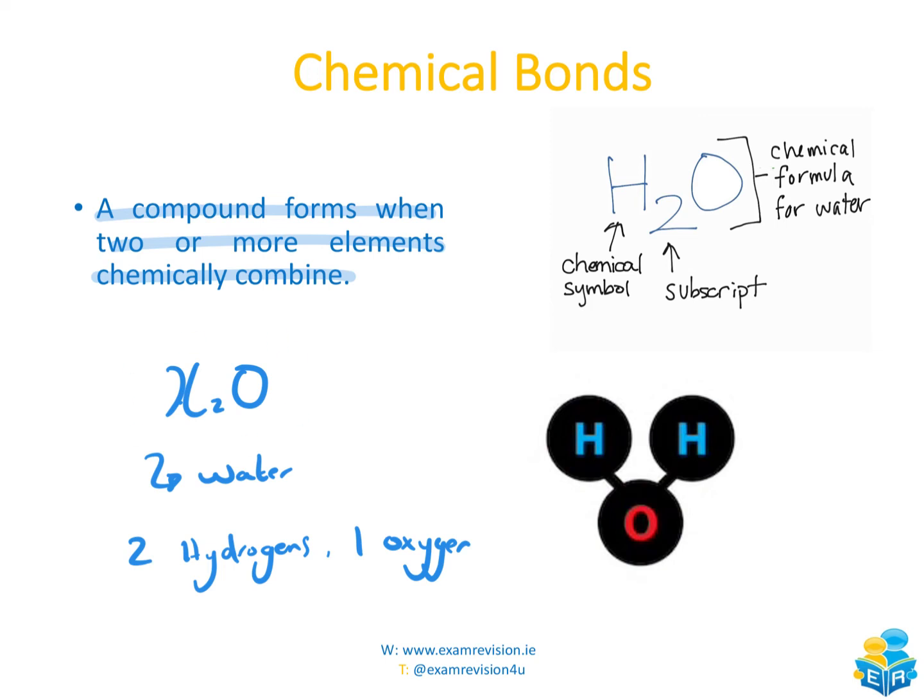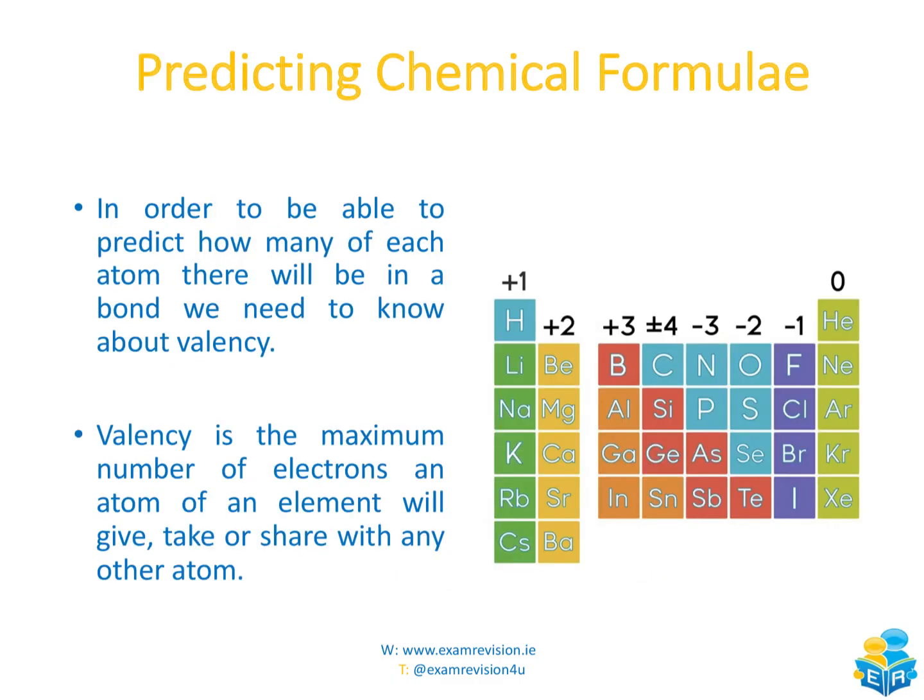just like water is H2O. Now, in order to be able to do this, we need to introduce ourselves to another key word, and this key word here is valency, but you've actually already dealt with this already. So in order to be able to predict how many of each atom there will be in a bond, so why did we have 2 hydrogens and 1 oxygen in H2O, we need to know about valency. So valency is the maximum number of electrons an atom of an element will either give, take, or share with any other atom.